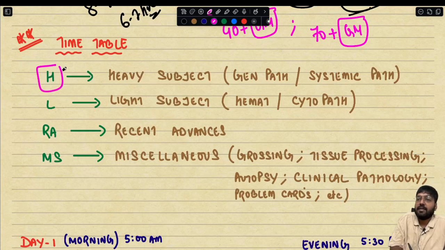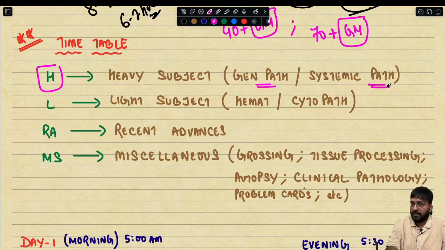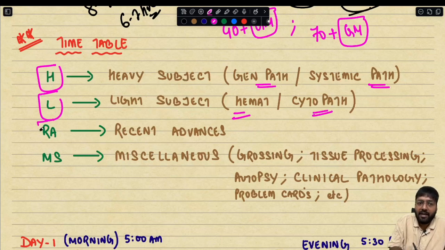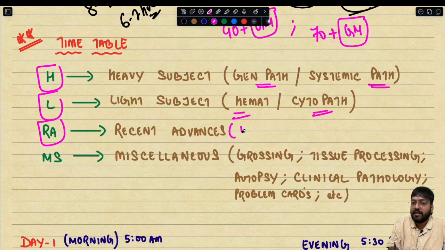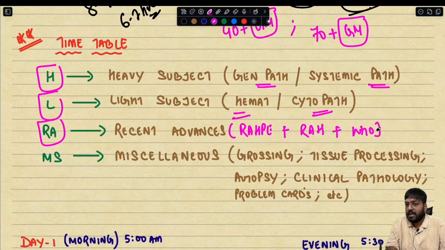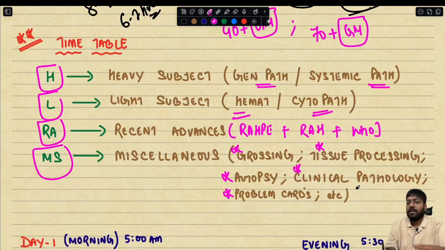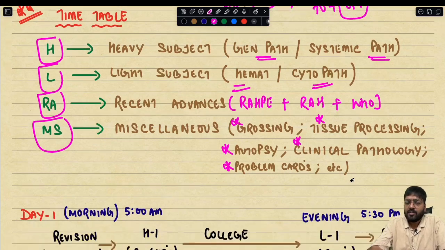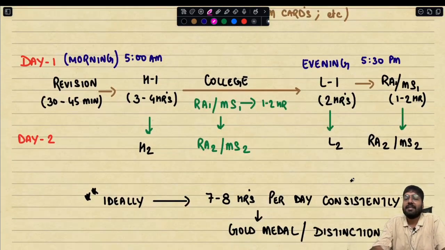Number 1 is the heavy subject. Heavy subject stands for H and it includes general path and systemic path. Then L stands for light subject like hematology and cytopathology. Then you have RS, which stands for recent advances. The recent advances mean recent advances in histopathology as well as recent advances in hematology as well as the WHO updates that I have already given before. And you have the miscellaneous topics like grossing, tissue processing, autopsy, clinical pathology, problem cards, etc. All these are miscellaneous topics. So how is it that you have to schedule your day? Now remember one thing.